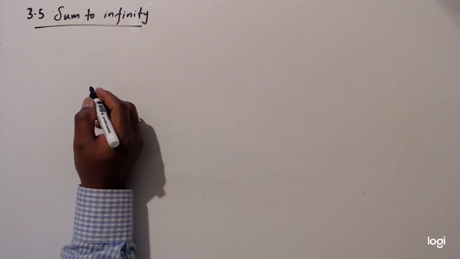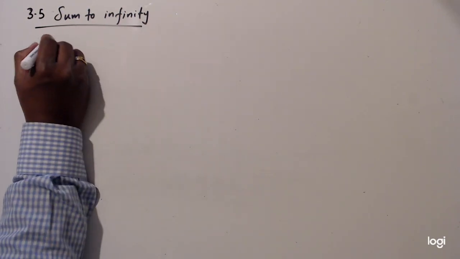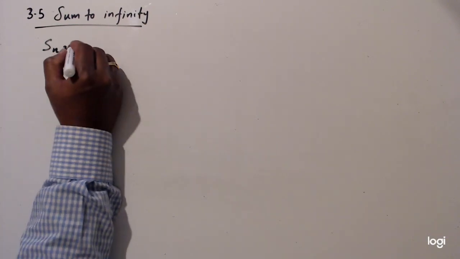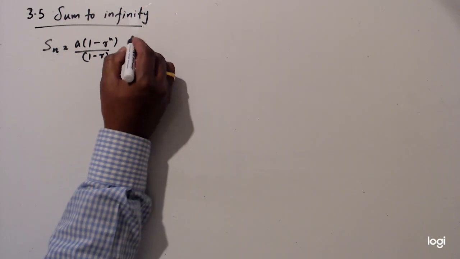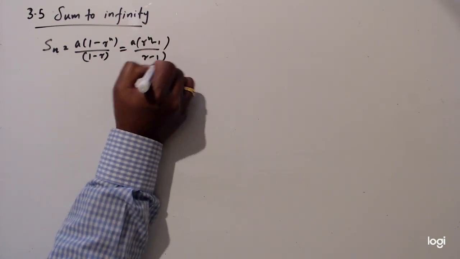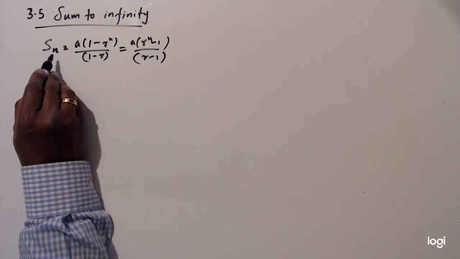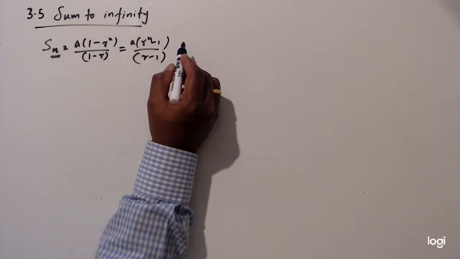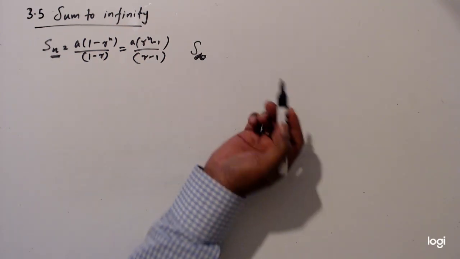Section 3.5, sum to infinity. Before infinity, we know that the partial sum of n we can write as a(1 - r^n)/(1 - r). Now this is the sum up to the nth term. Here we are going to discuss the sum up to infinity.